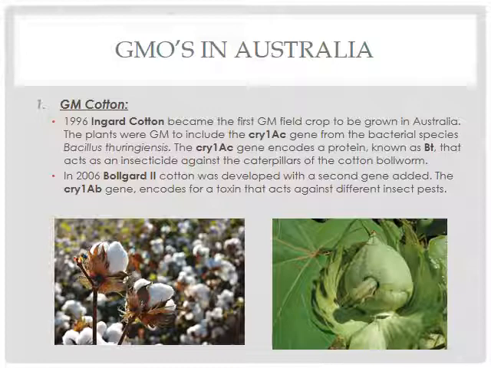As you can see, 10 years down the track, a second gene was added into that same crop of cotton. That is a gene that encodes for a toxin that defends them against particular insect species. So GM cotton, essentially it's been modified to make it more resistant to attack by caterpillars and by different insect species.